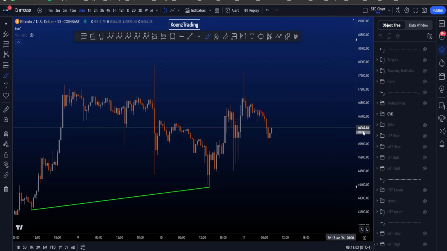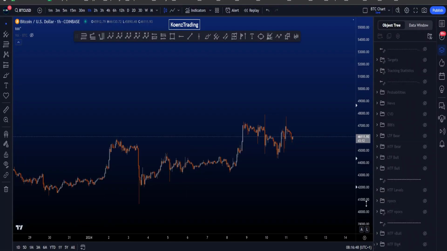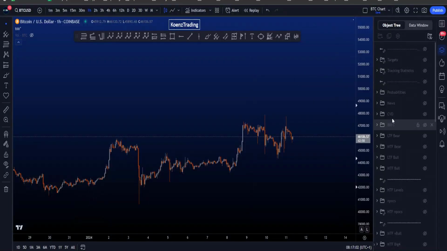Besides the ETF news last night, we also have some news today at 2:30 p.m. Central European time. So make sure that around these times you trade safe as volatility might kick in. We have some red flags over here, which increases the probabilities of volatility on the chart during this time. So make sure that you trade safe around these hours.